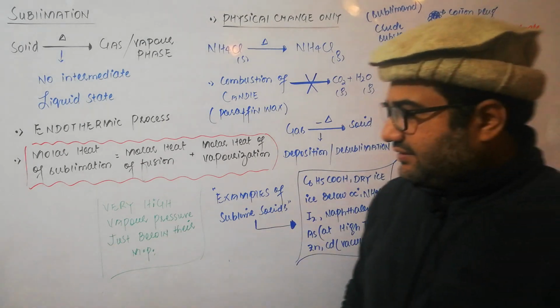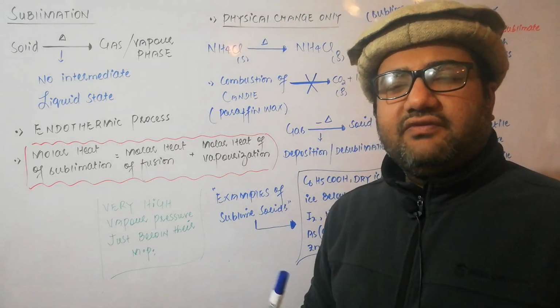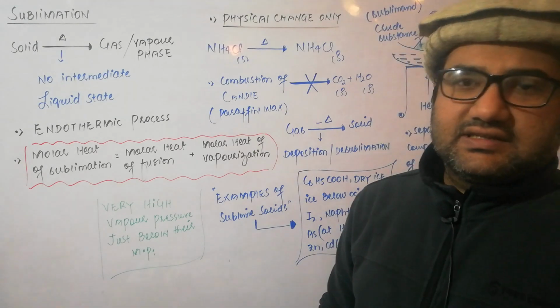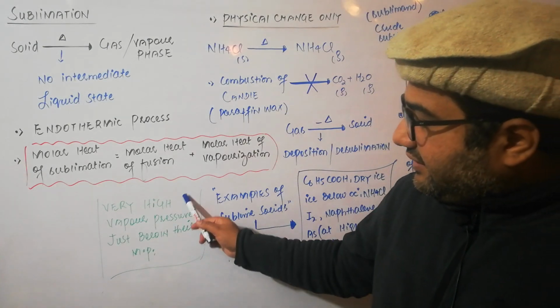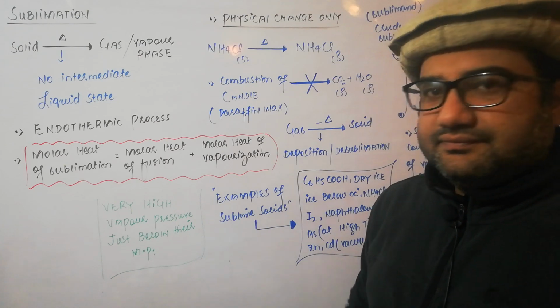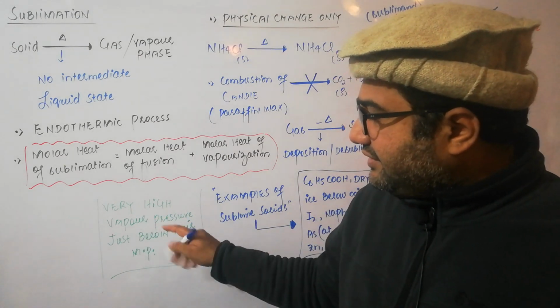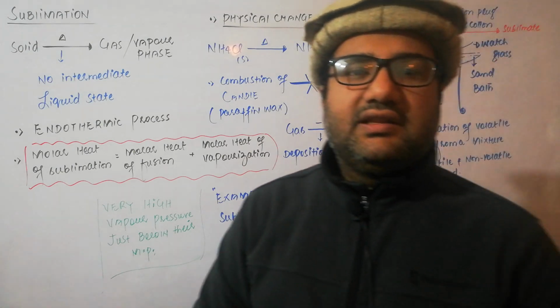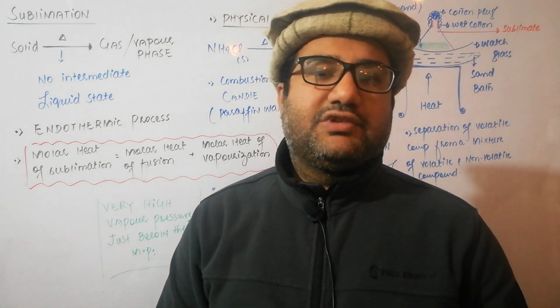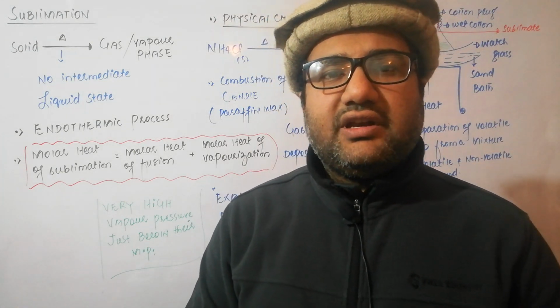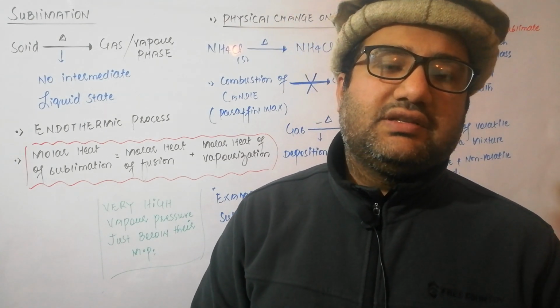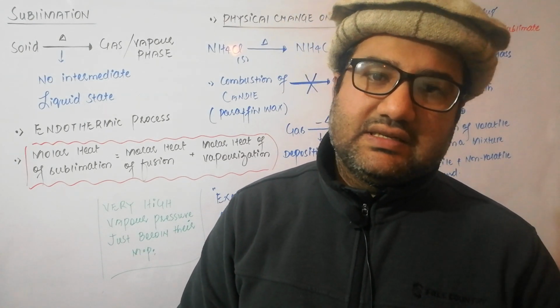Now there is a question: why are only some solids sublime? This is the characteristic feature of these solids. The solids that have very high vapor pressure just below their melting point are called sublime solids. Because all solids do not possess this property, all solids are not sublime solids.